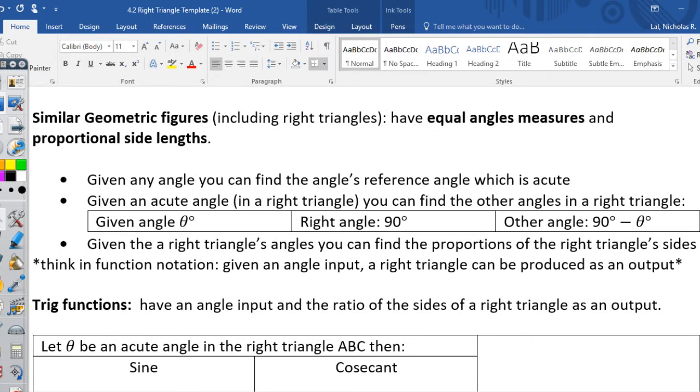Similar geometric figures have equal angle measures and proportional side lengths. I need you to know this in order to understand trig functions. All right, Roy, eyes open. In order to understand trig functions, you're going to need to think of angles in a slightly different way. Okay? You guys are used to functions. Normal functions are y is equal to 2x, y is equal to x squared.